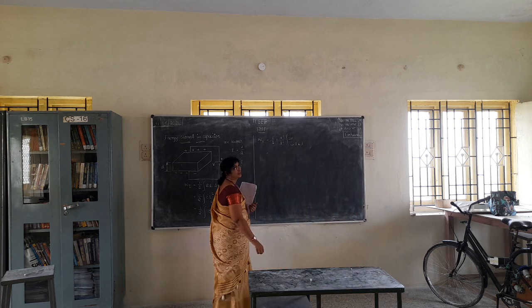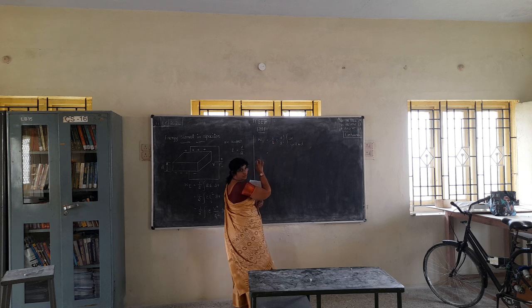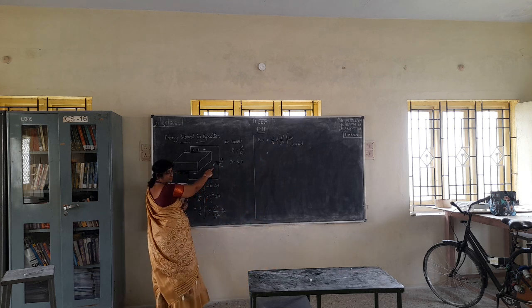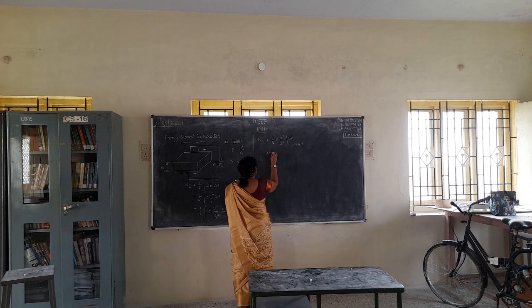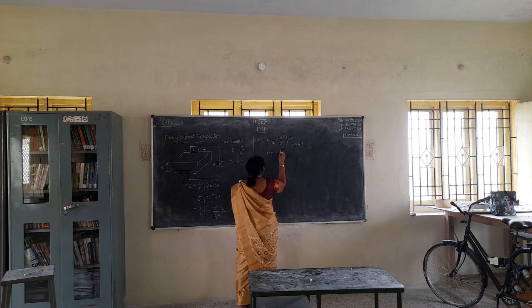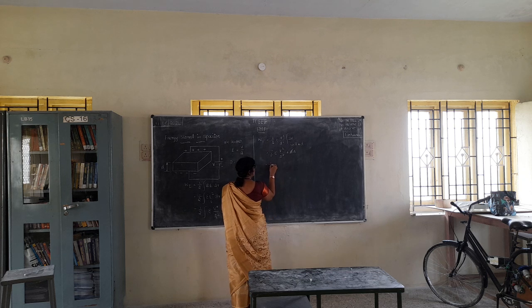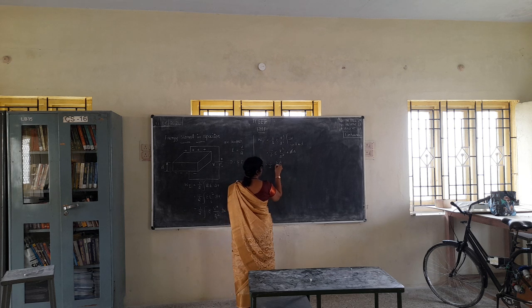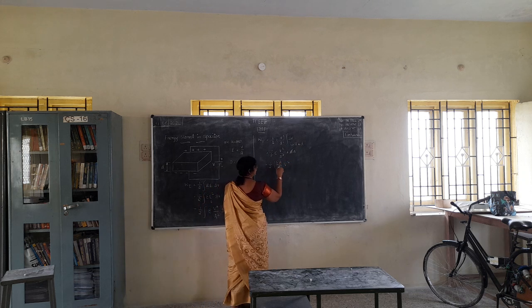Outside, it is your supply voltage V. Inside is the volume. So half epsilon V square by D square into A into D. So D will get cancelled. So half epsilon A by D into V square. Correct? Here epsilon A by D is called your capacitance C.